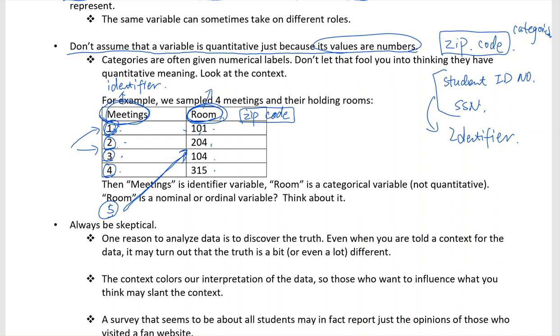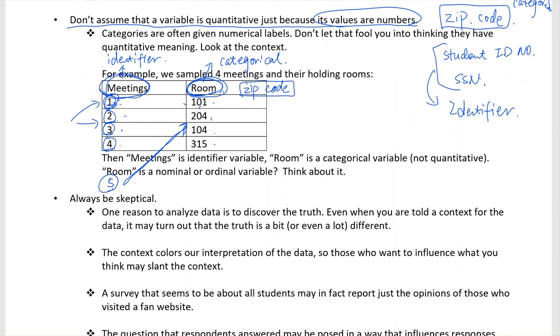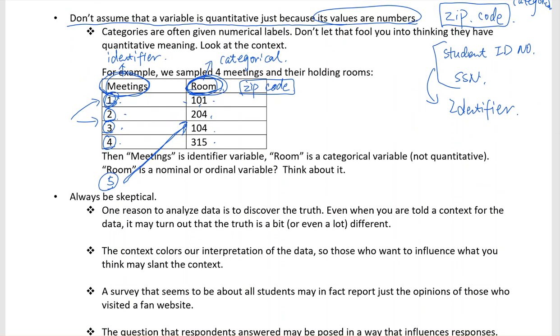It doesn't identify any subject. It just gives you the location of each meeting. So it is a categorical variable. Take your time to think about that. And the last thing: since room is a categorical variable, is this an ordinal variable or a nominal variable?